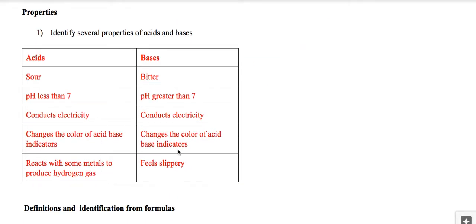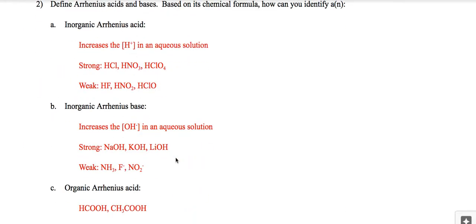Properties, we have the different properties. Definitions. Here I do want to say real quick, if we have an acid here that doesn't give us the chemical formula, we use HA. If we have a base that doesn't give us a chemical formula, we use the A minus, and then we're able to go forward with that. So keep that in mind for later.